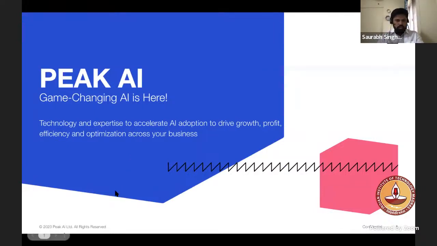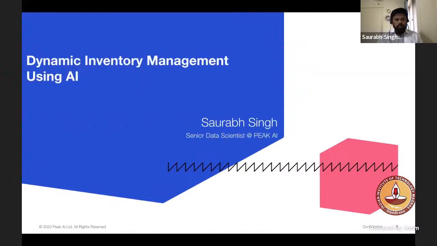Okay. So, hi everyone. Good evening. This is Saurabh Singh from Peak AI, and I'm working as a senior data scientist at Peak. And in today's session, I'll be talking about dynamic inventory management using AI, and we will see how the inventory management problem is solved using the tools and techniques available with AI.